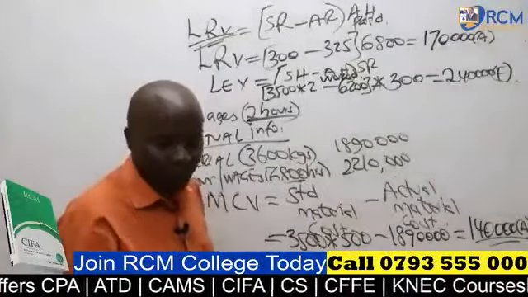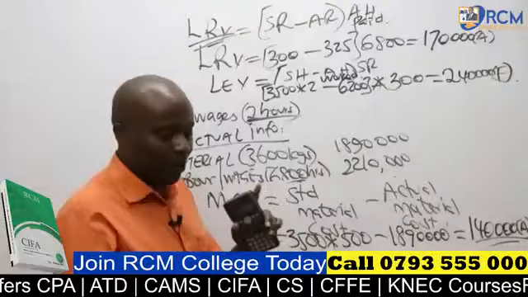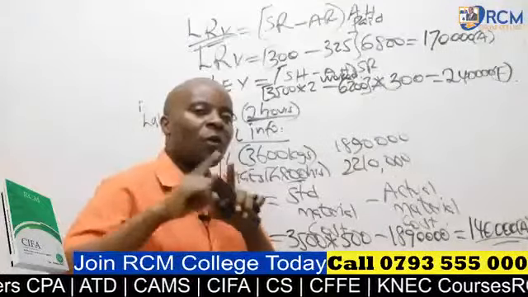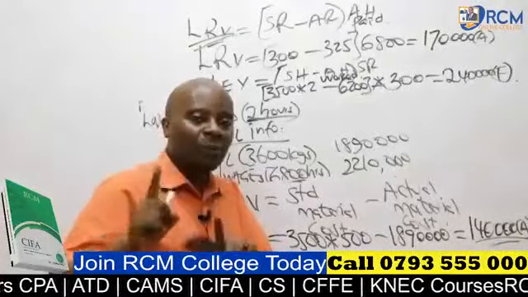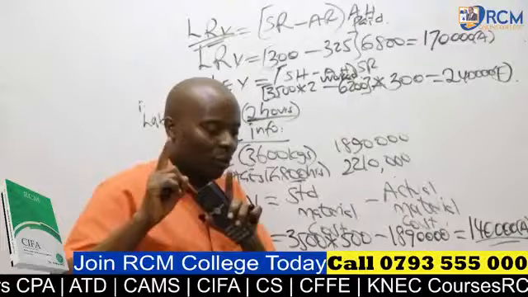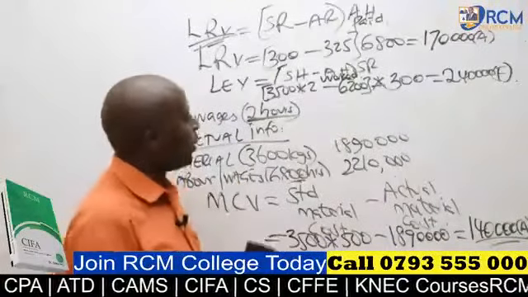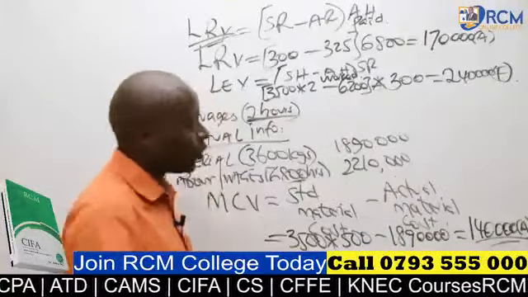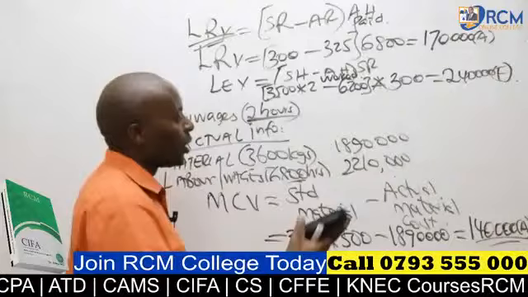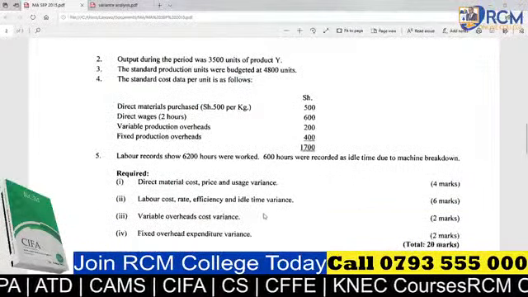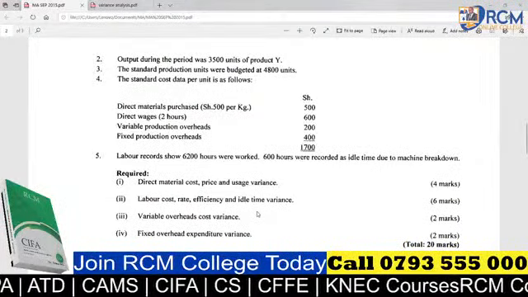Now, because of a disparity between the actual hours worked and the actual hours paid, we have a difference of 600 hours. We need to calculate idle time variance. We need to give them the idle time variance.